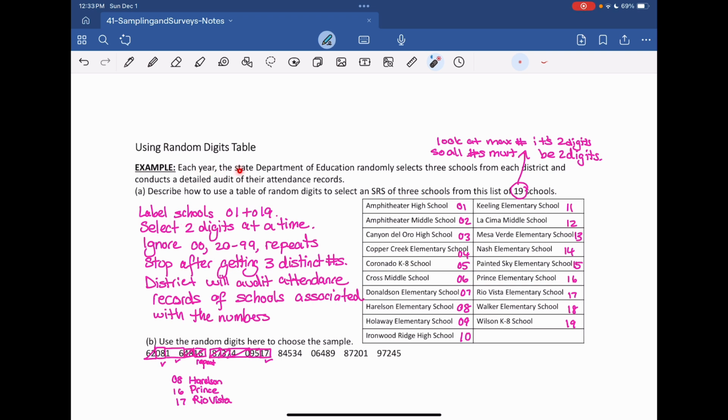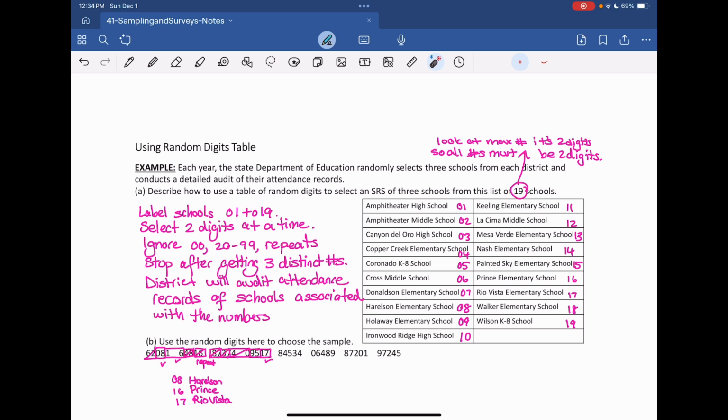So each year, the State Department of Education randomly selects 3 schools from each district and conducts a detailed audit of their attendance records. Describe how to use a random digits table, or random digits, to select an SRS of 3 schools from the list of 19 schools. So step number 1 is to label the schools 00, 01 to 19. Notice I put 00, 01 and not 1.